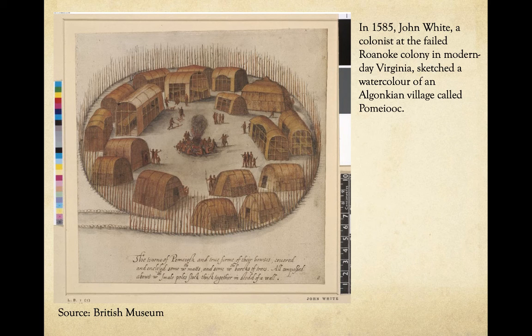This is an image drawn in 1585 by a man named John White, who was part of an early English expedition to what becomes Virginia. And he sketches a watercolor of an Algonquian village called Pauiok. There's a little description at the bottom. You can go back and look at it later. But I want you to see the basic arrangement here, which are longhouses, much like Iroquoian longhouses.